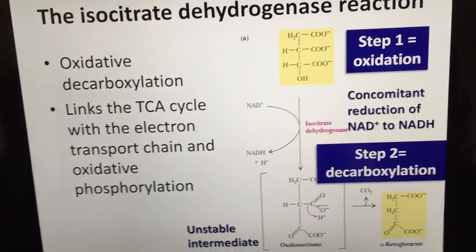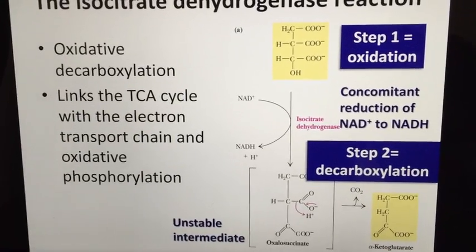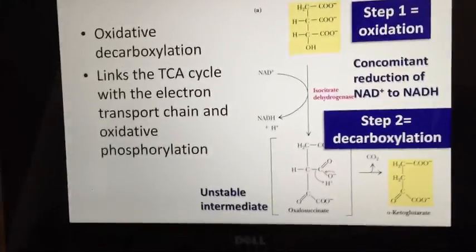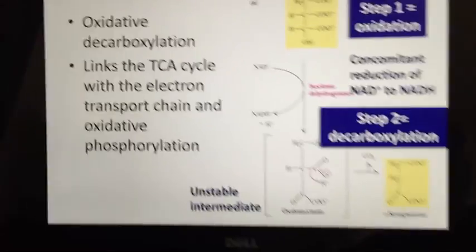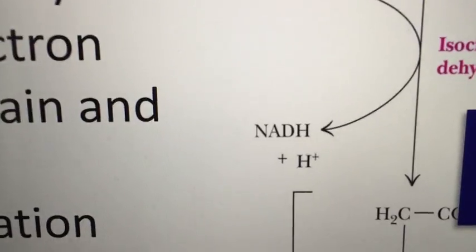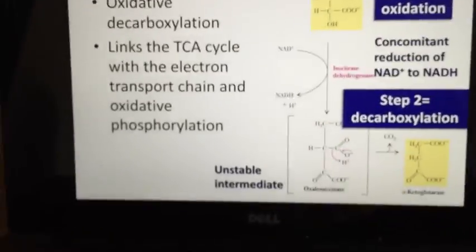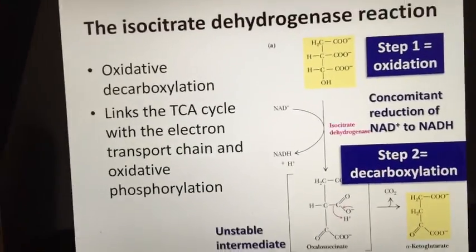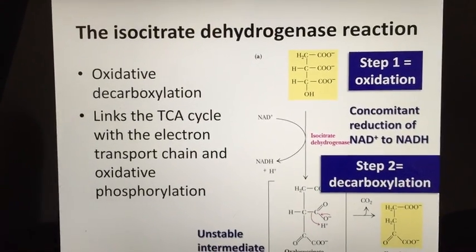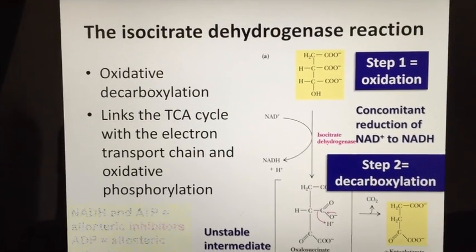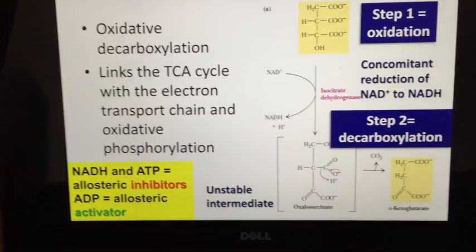So this isocitrate dehydrogenase reaction is the first reaction that is going to link the citric acid cycle with the electron transport chain and oxidative phosphorylation. Why? Because it produces the NADH, which is going to be used in the electron transport chain, as we shall see, to generate energy via ATP.